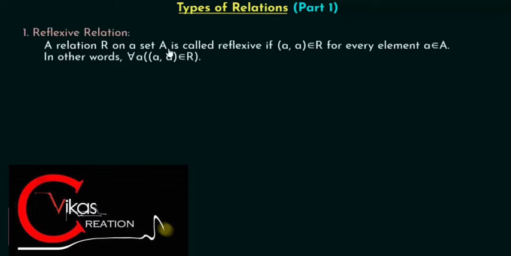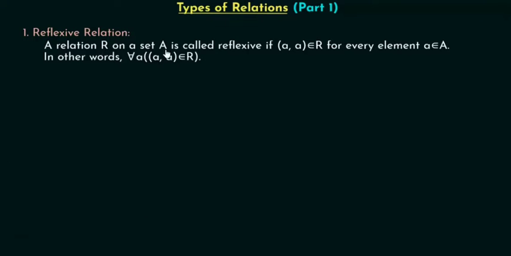A relation R on a set A is called reflexive if (a, a) belongs to R for every element a belonging to A. Now this is quite interesting. We are talking about a relation R on a set A. The ordered pair (a, a) is of the form where the first element is equal to the second element. So, if (a, a) belongs to R for every element a belonging to set A, in other words, for all a, (a, a) must belong to R. As simple as that.